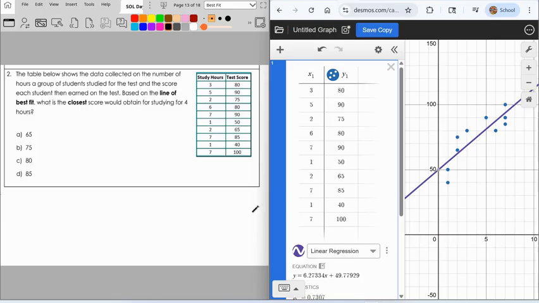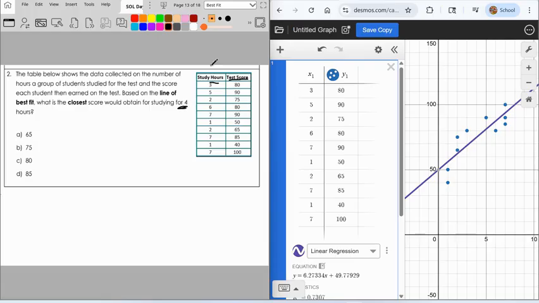So this one is a little bit different. It's not asking for our equation. It says the table below shows the data collected on the number of hours a group of students, so here are the hours, studied for the test, and the score each student then earned on the test. Based on the line of best fit, that's what this is here, what is the closest score a student would obtain for studying 4 hours?